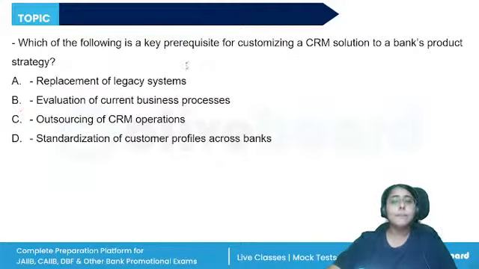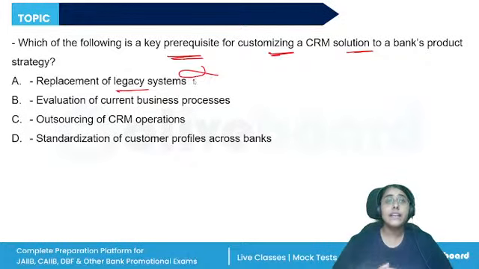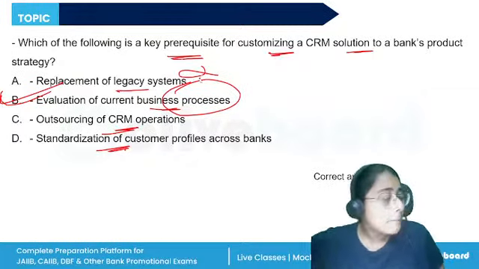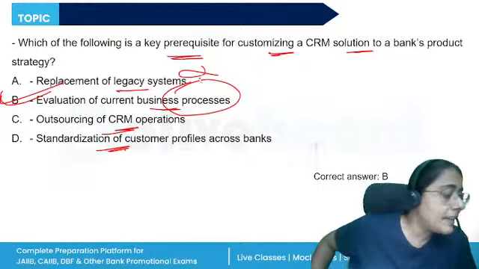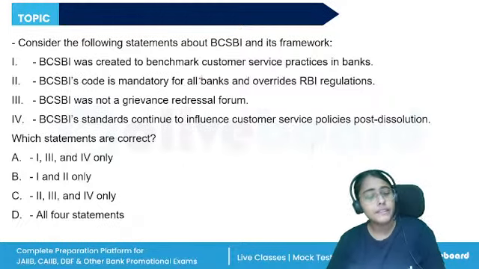Which of the following is a prerequisite for customizing the CRM? Replacement of the legacy system? No, we need to implement the CRM which is in line and it supports the already existing systems. Evaluate the current business process. Outsourcing standardization. So, evaluation of the current business process is an important prerequisite, key prerequisite of the CRM solution. That is all from the CRM part.